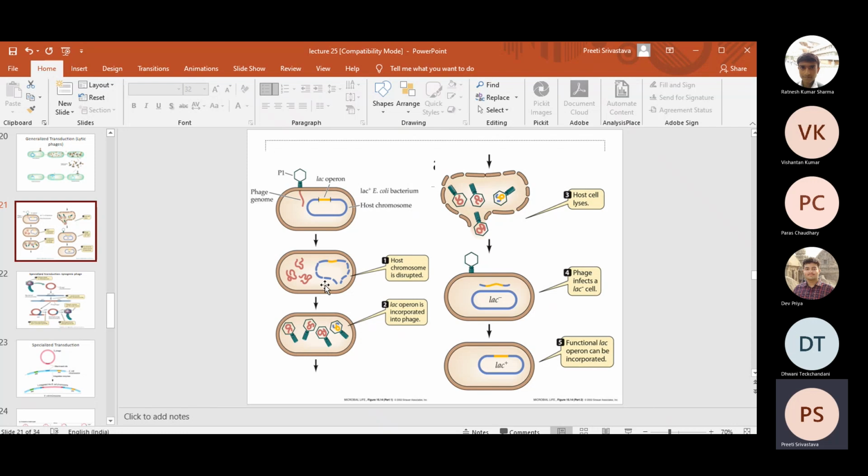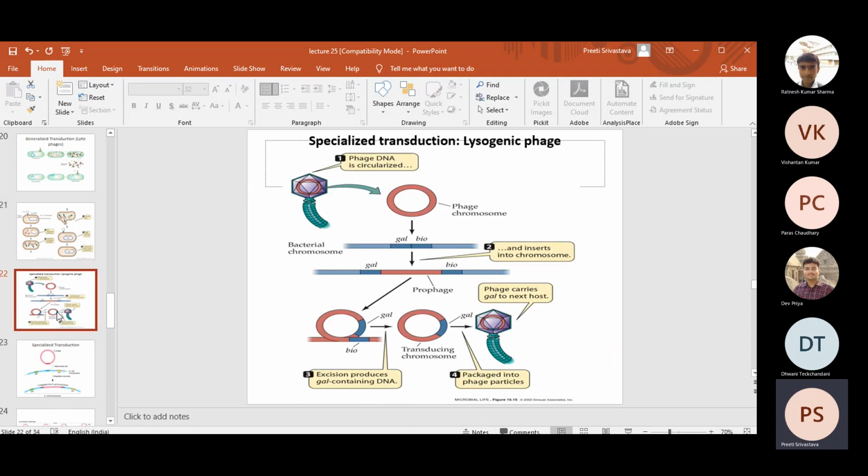And that is why even if, out of 1 million, only 10,000 contain the desired DNA, you still have a chance of getting the desired phenotype. Over here you see the host cell lysis, and then when this phage infects the lac minus E. coli, you see that the lac minus E. coli becomes lac plus now, right? Yes, ma'am.